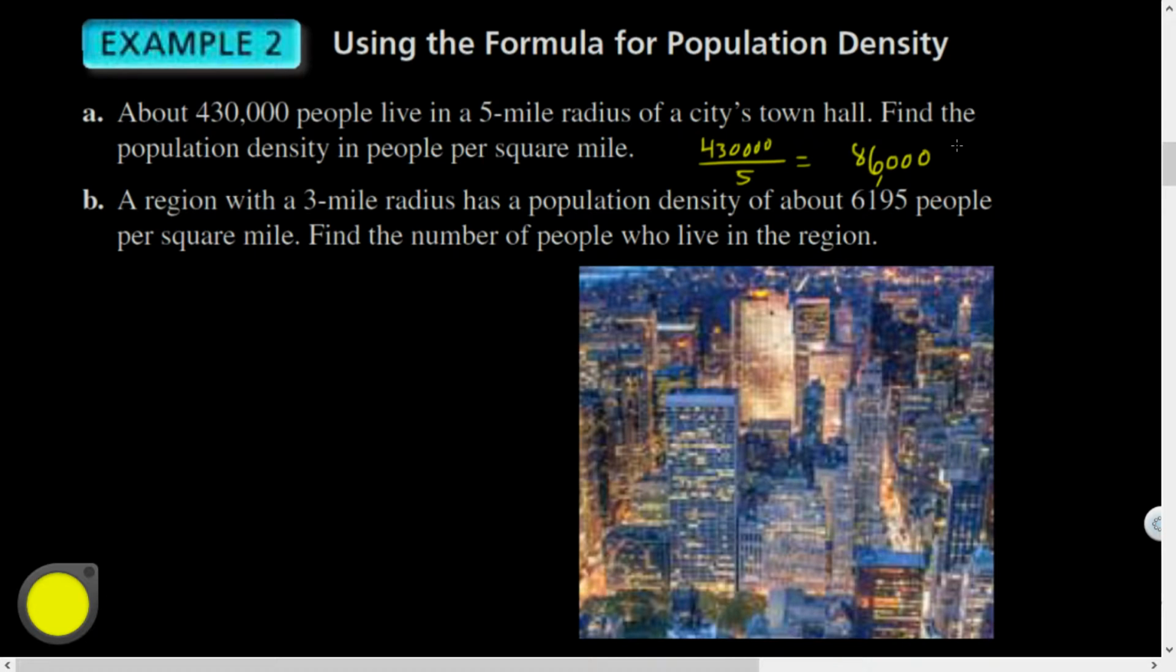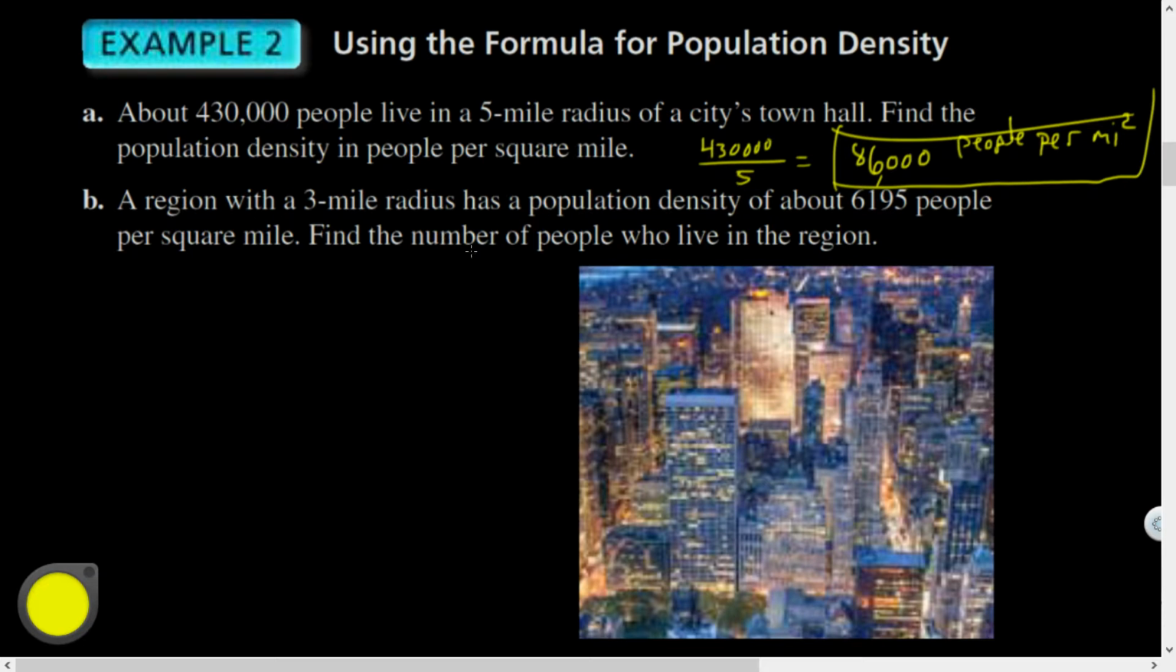$86,000 people per mile squared. People per square mile. Which you could also just call those squiles. No, you can't. You are forbidden.